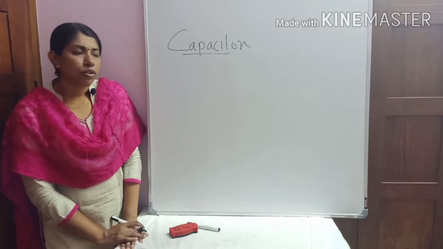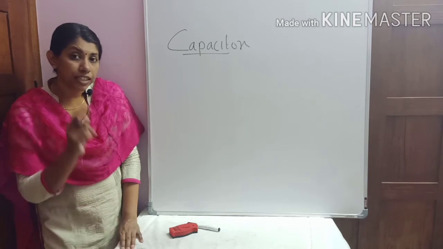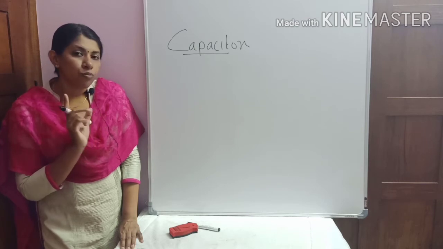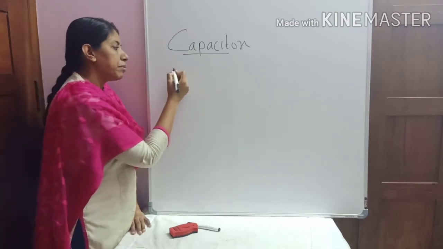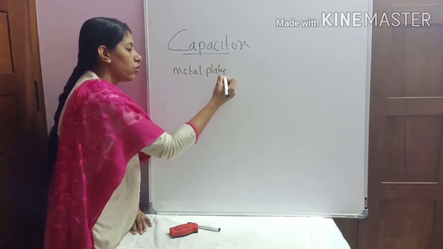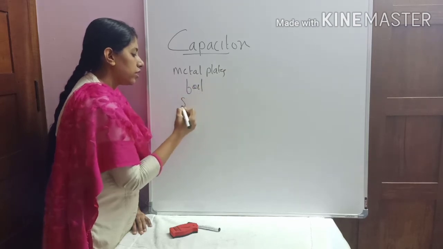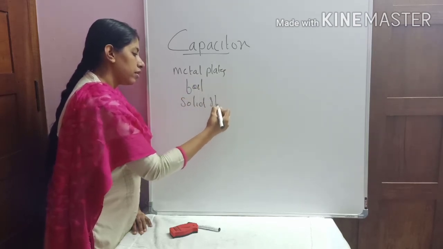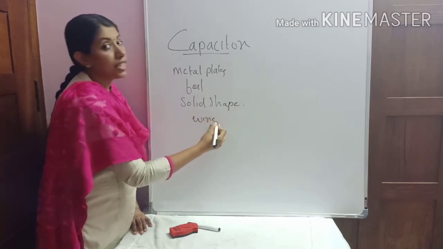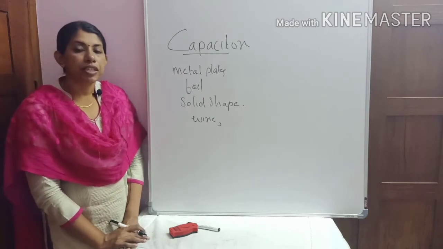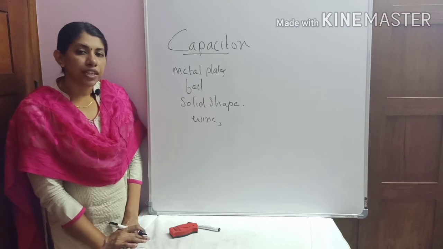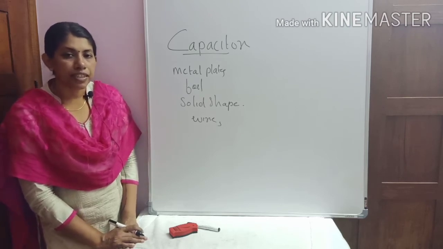A capacitor consists of two conducting surfaces separated by a dielectric medium. By surface I mean that the surface can be a metal plate, conductor plates, or foil, or any solid shape, or even wires. The thing is that it should be conducting and it should be separated by a dielectric medium. So a capacitor consists of two conducting surfaces which are separated by a dielectric medium.